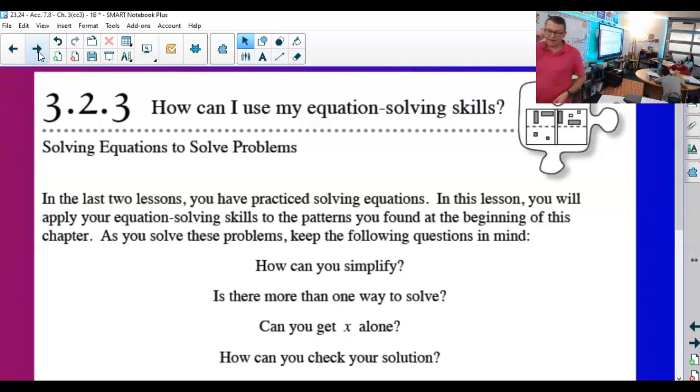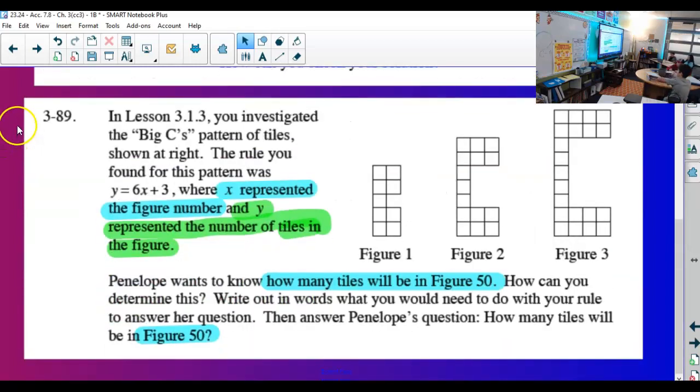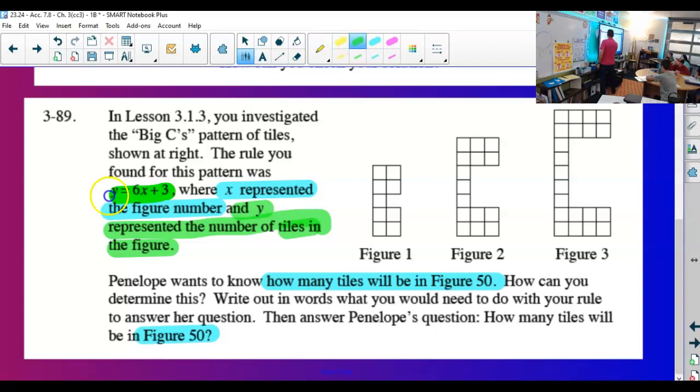So, in your graph paper, because it's not on your class paper today, we're going to try to solve this problem real quick. So, 313 we skipped. But if we were given this tile pattern, and we're given this rule to represent that tile pattern, and they ask us how many tiles are going to be in figure 50, I want you and your partners to write down whatever is necessary to get there.